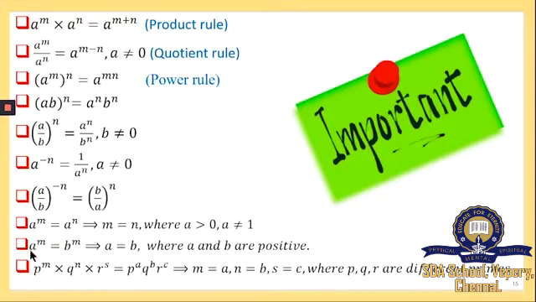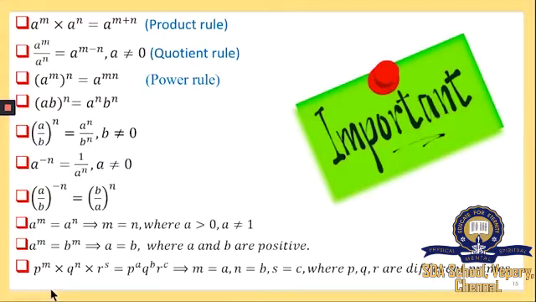Likewise, in the next law, a power m equals b power n. Here the exponents are the same. So if the exponents are the same, we can equate the bases. So a equals b. And here a and b are positive numbers.